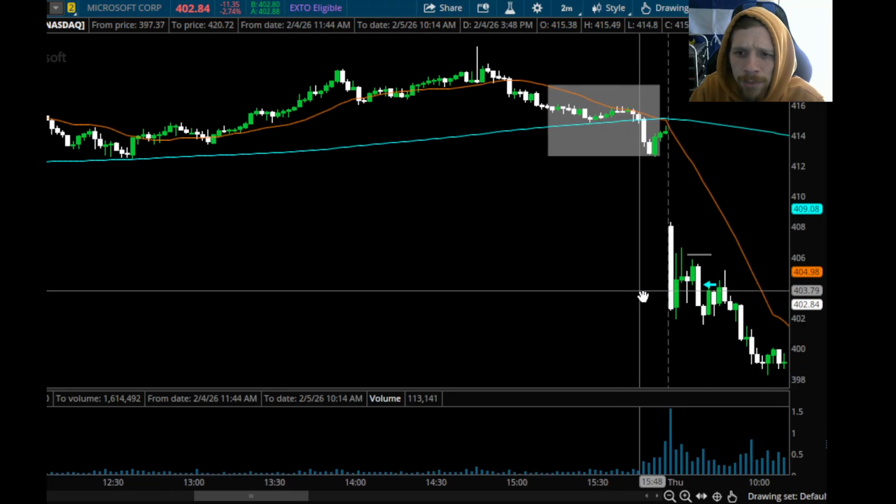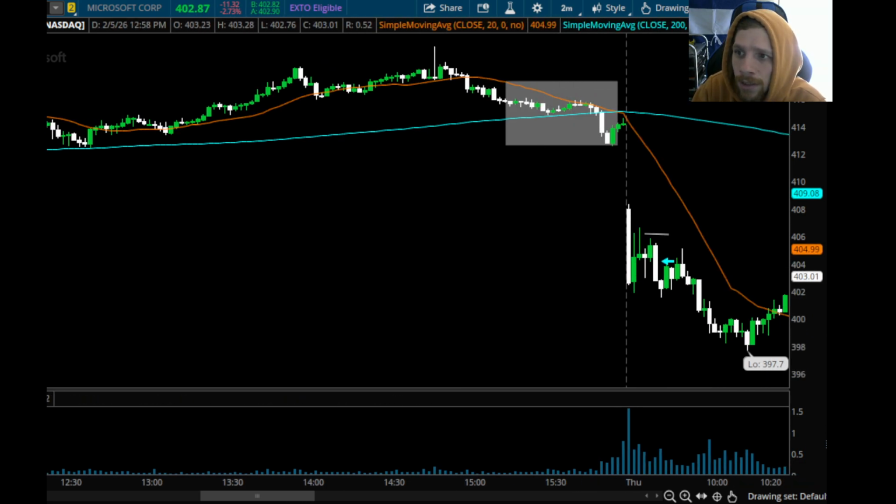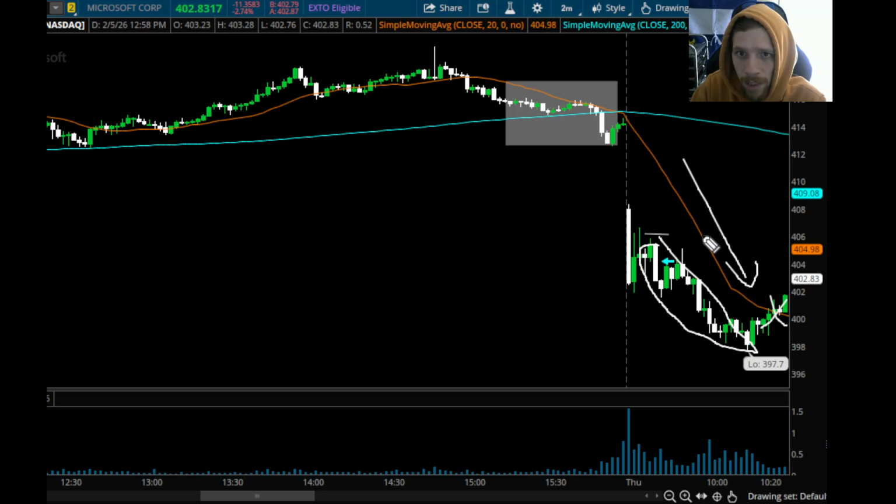Gave you a nice drop to the lows, 397.7 there. Once you broke the 20 right there, textbook stuff, you're out of the trade, and you caught this move on the 20 coming down out of this. We opened bearish, right?